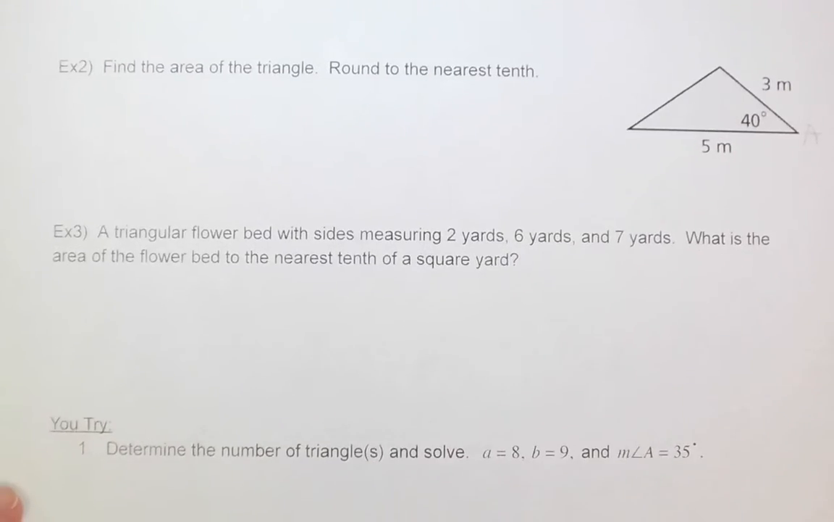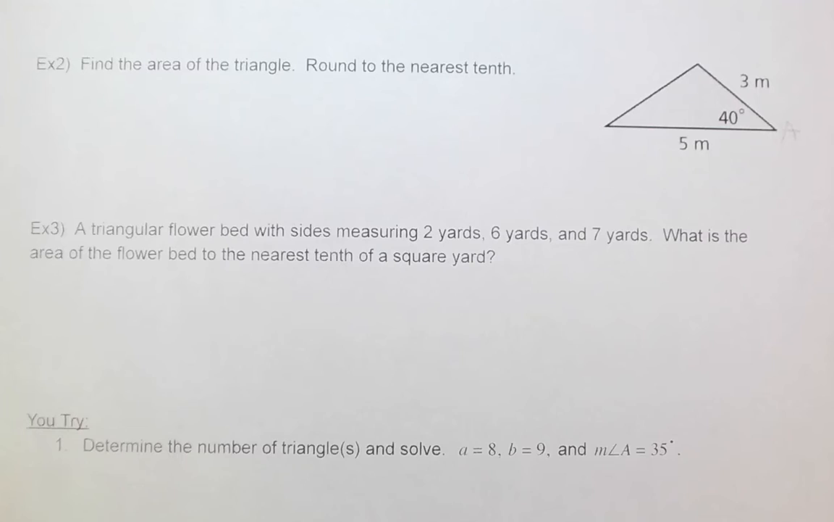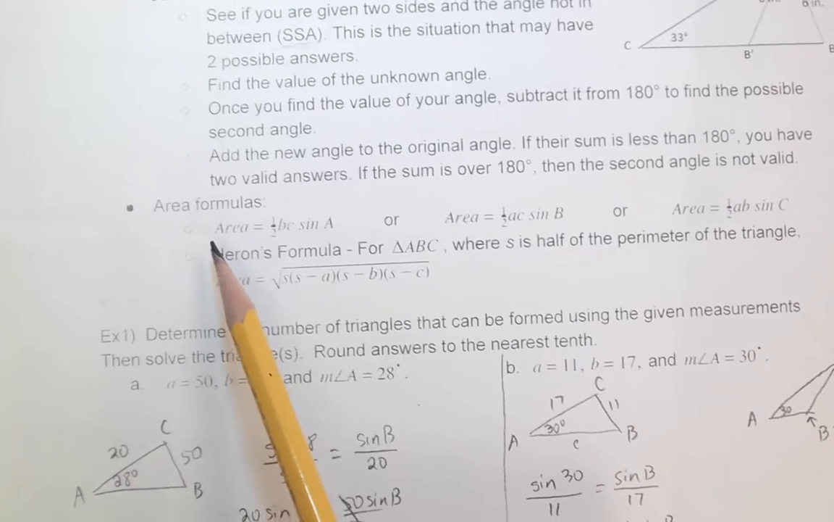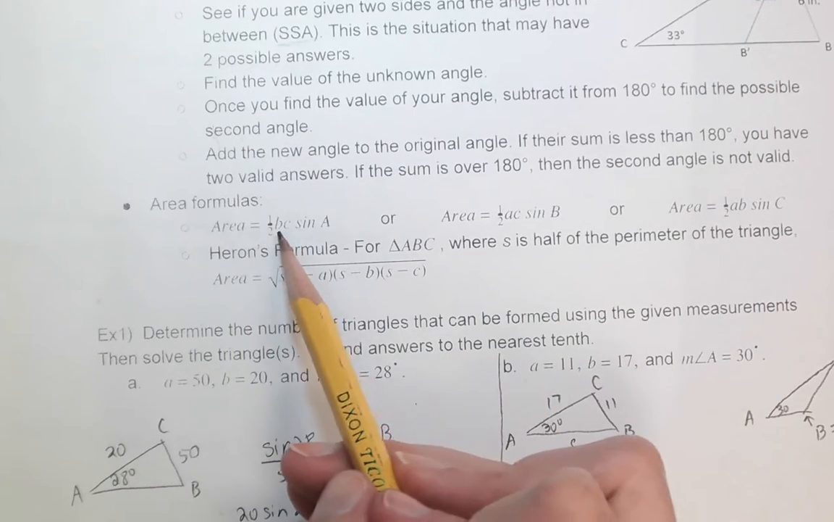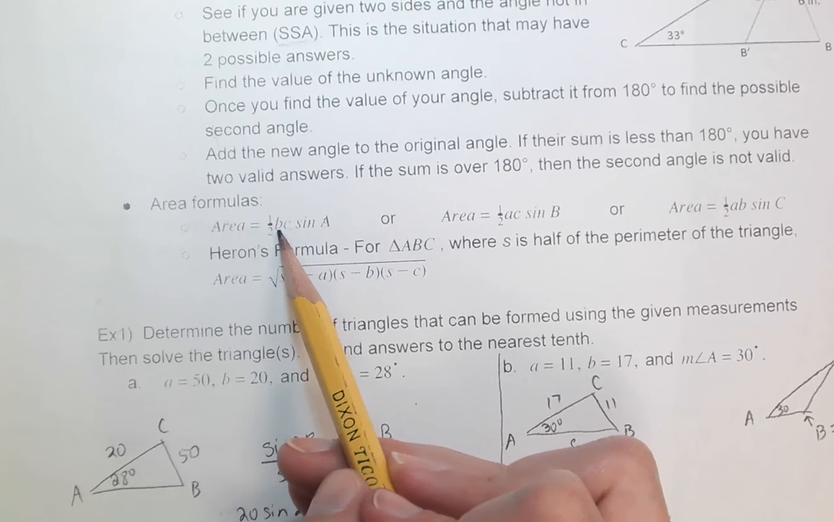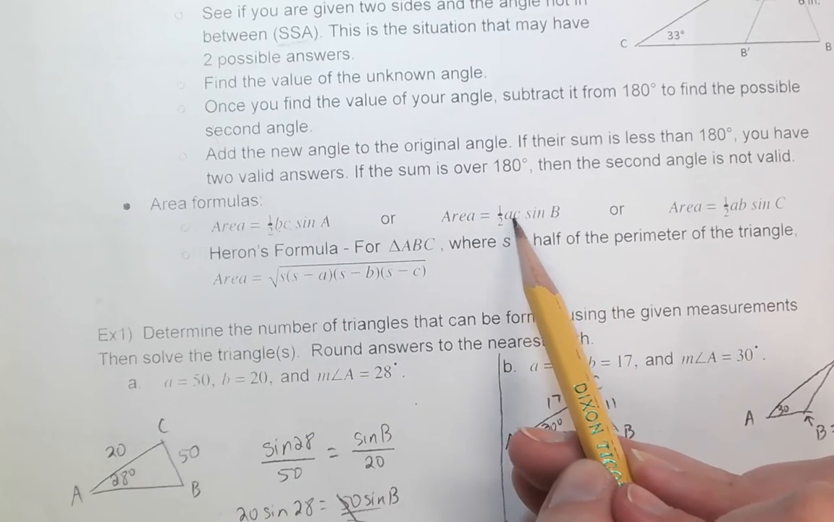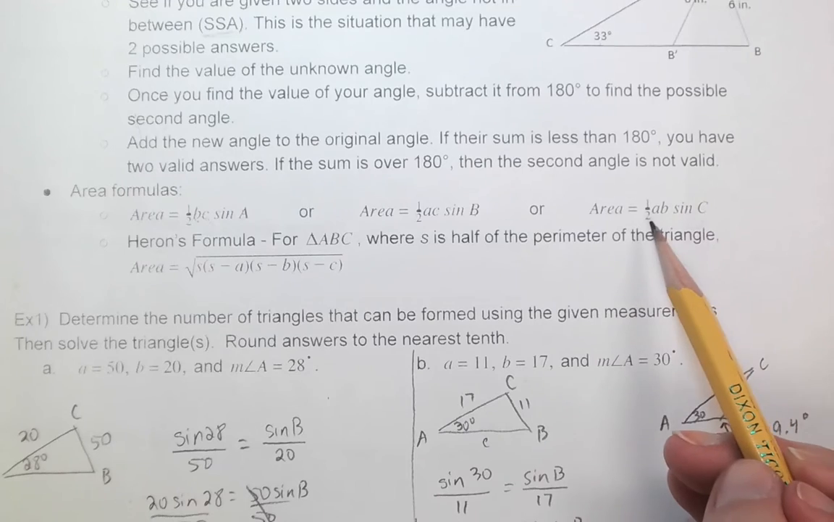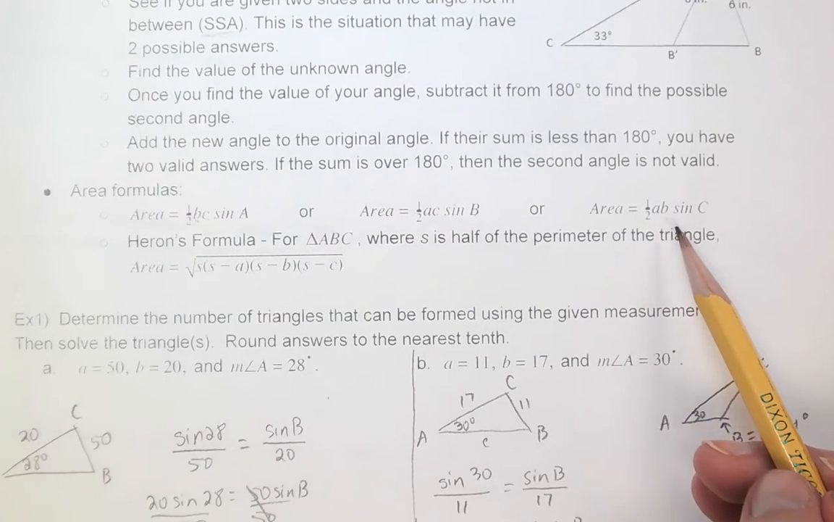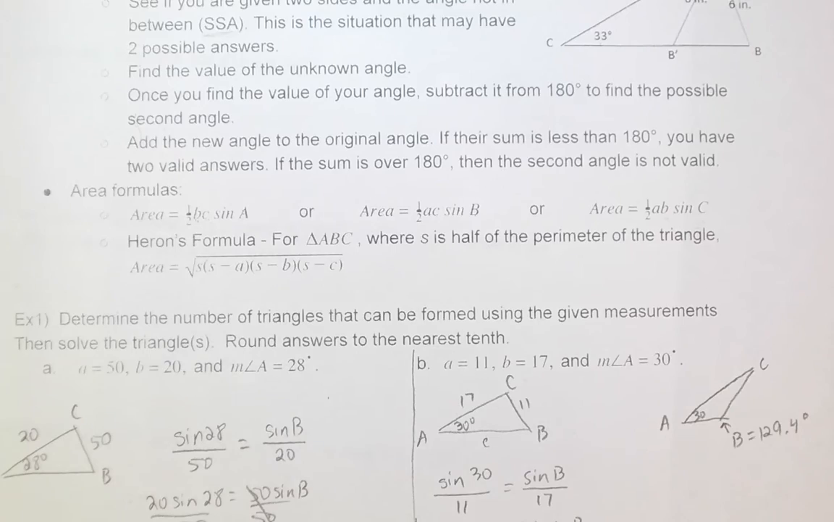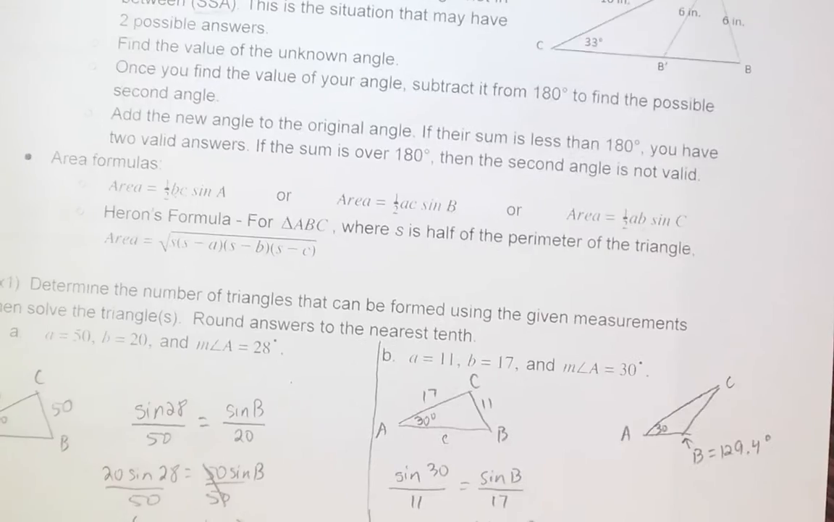So flip that over. Here we go. Okay, finding the area. We have a couple new little formulas here that we can use to find the area of these based on given information. So the first one, if you look at the front side, we have these three, which are all formats of the same thing. So notice that if it's angle A, it's using sides B and C. If it's angle B, it's using sides A and C. If it's angle C, it's using sides A and B. So it's the two sides that are adjacent to the angle that are being used in this formula.